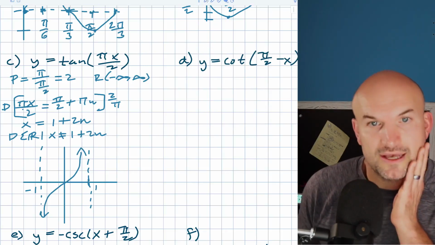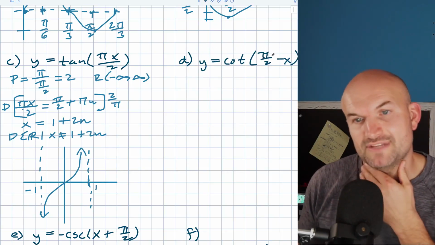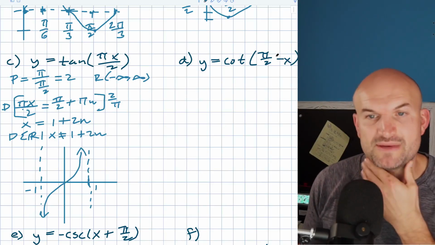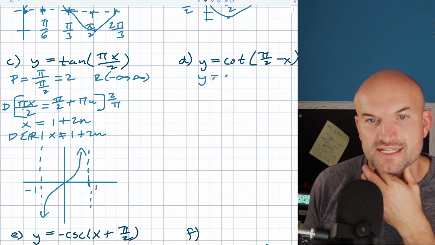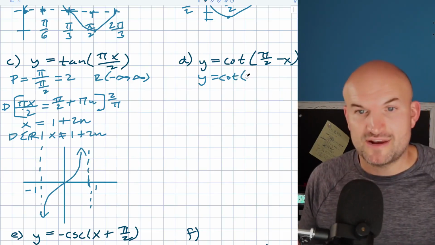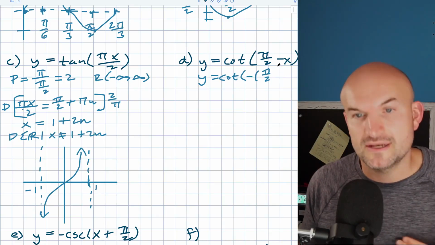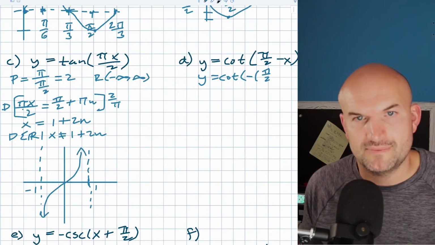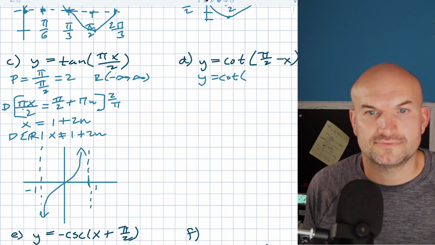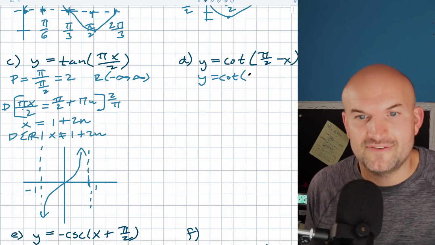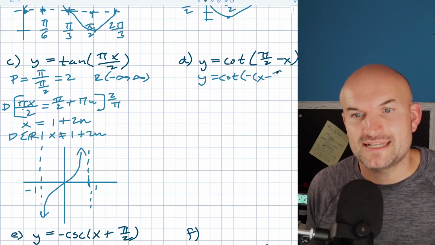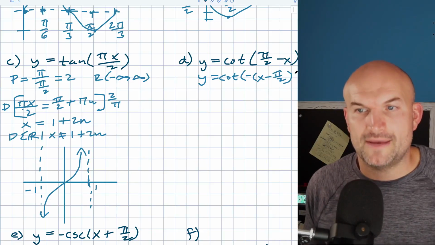All right, cotangent. In this case, we have this little transformation here. So what we want to do is flip that around and factor it out. When I factor out the negative, I'm left with a positive pi halves. Factor out the negative x, I'm left with an x minus pi halves.